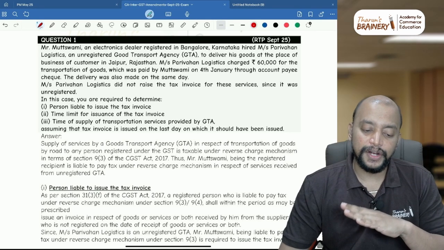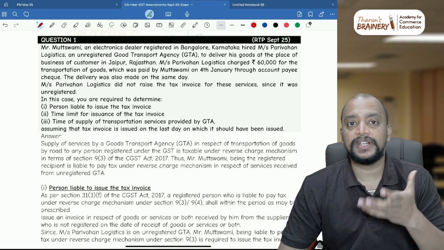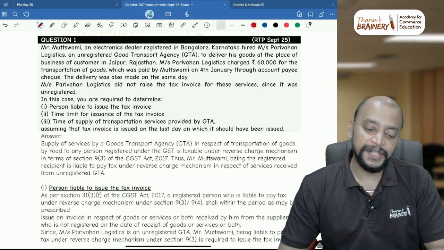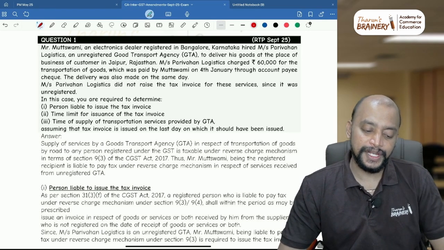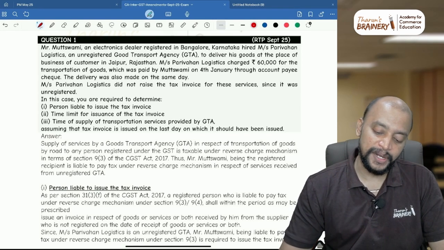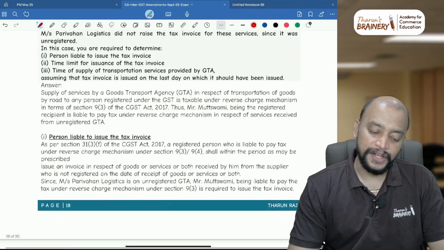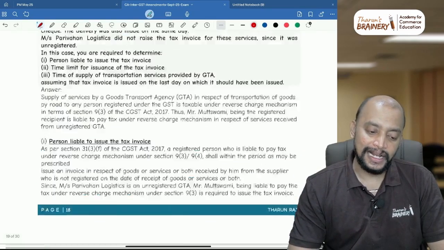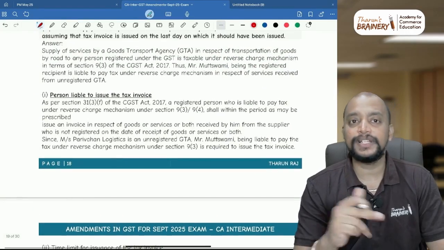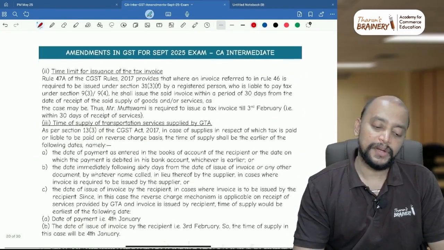In the present case, you are required to determine the person liable to issue the tax invoice, as GTA service is covered under RCM and the supplier is unregistered. So, the recipient is required to give the invoice. Okay, so the person required to give the invoice is the recipient, Mutswamy. And next question, what is the time limit for issuance of invoice? So, first one, who is liable to give invoice? Second one, what is the time limit?